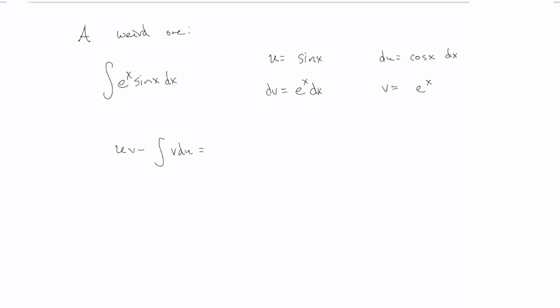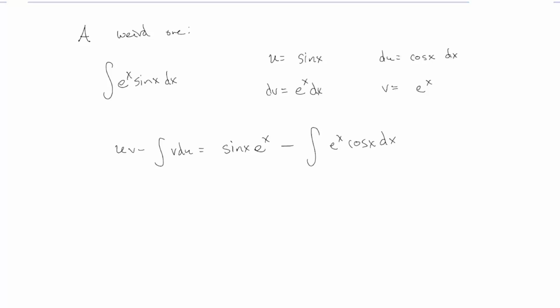I hope it's not annoying that I say that over and over again. I'm trying to burn it into your memory cells. Sine x e to the x minus integral e to the x times du, which is cosine x. All right.